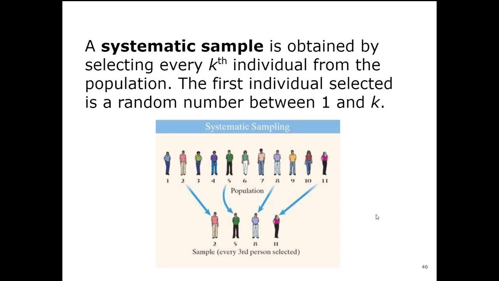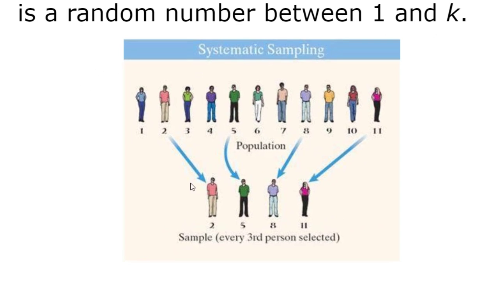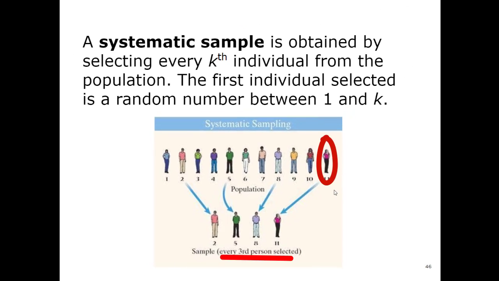Another type is systematic sampling. Systematic sampling happens when every so many participants or subjects are selected for the sample. So for example, here they started with person 2, and then they decided that every 3rd person after person 2 would be in the sample. So they picked person 2, person 5, person 8, and person 11.